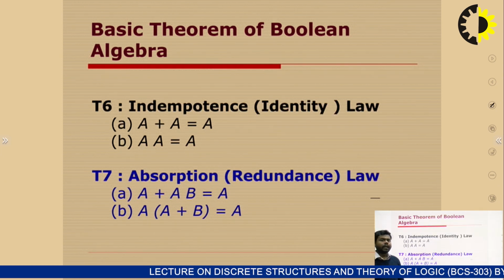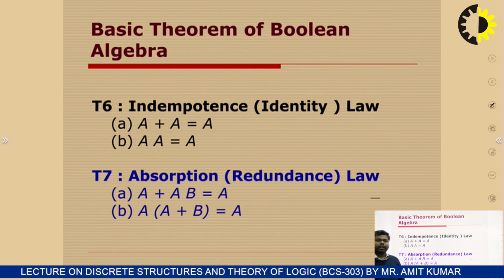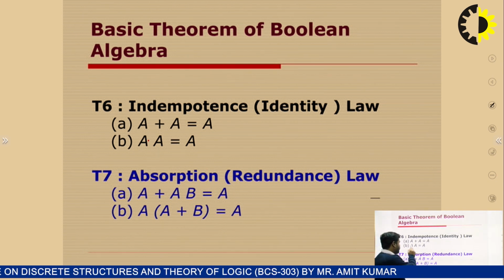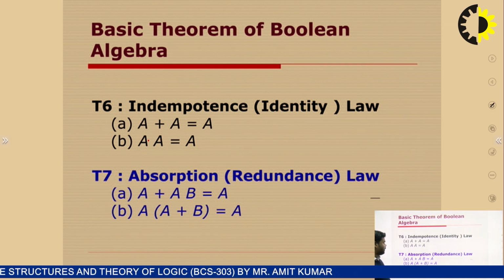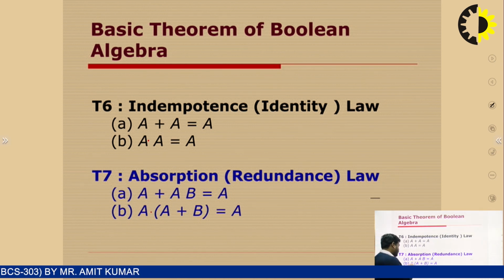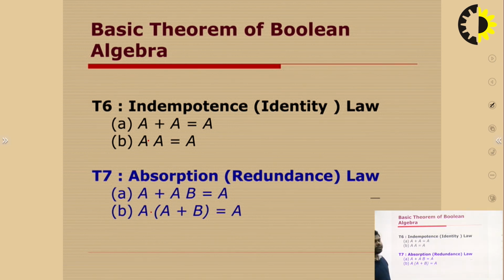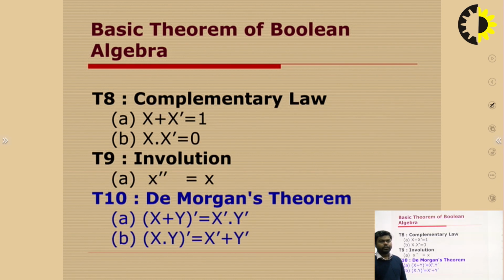Now, identity law. Identity law says that a plus a equals a, and a dot a equals a. Absorption law, we can also call it the redundancy law: a plus ab equals a, and a dot (a plus b) equals a. This is the absorption law. Complement law: x plus x dash equals 1, x dot x dash equals 0. Involution law: x double dash equals x.